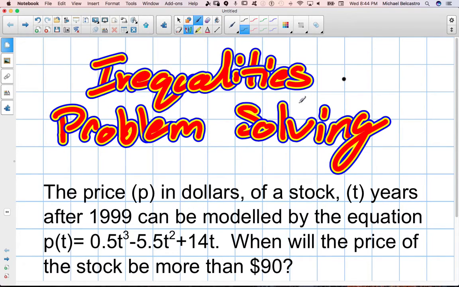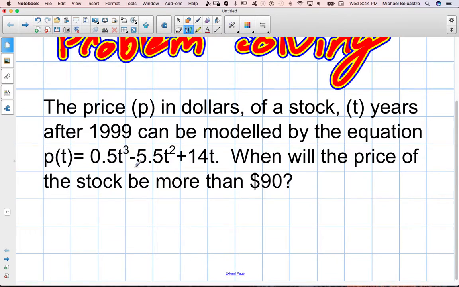We're going to go over inequalities and problem solving. So I'm going to quickly read through this question here. The price, P in dollars, of a stock, t years after 1999, can be modeled by this equation. When will the price of the stock be more than, so greater than, $90?